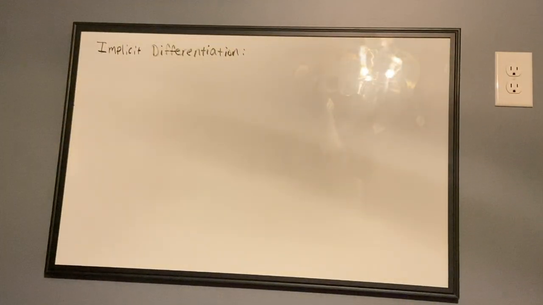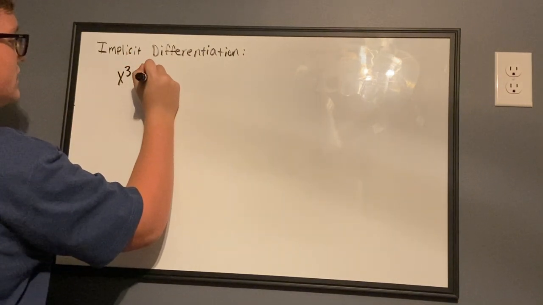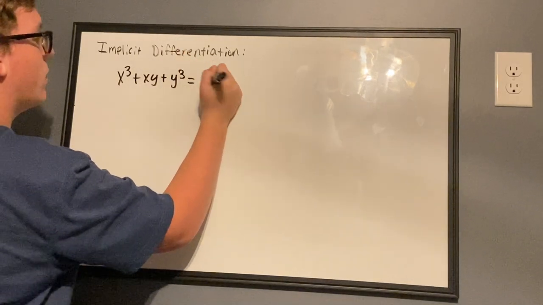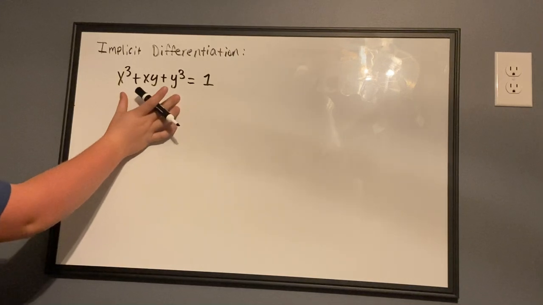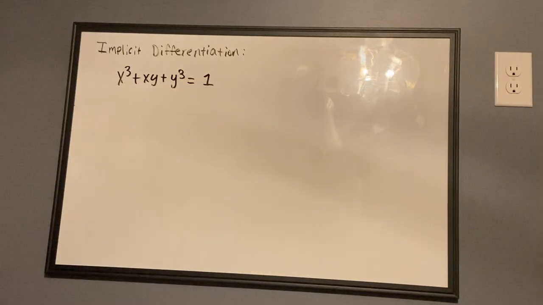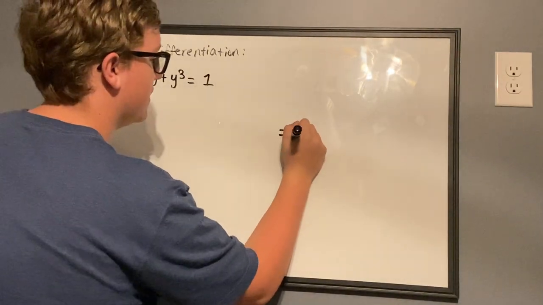So let's say that we have the equation x cubed plus xy plus y cubed is equal to 1. So with implicit differentiation, what we have to do is take the derivative of both sides of this equation. So we have to take the derivative of this whole part right here and take the derivative of 1. Well, you can see which one the easy side is going to be, because the derivative of 1 is just a constant, so it's just going to be equal to 0.